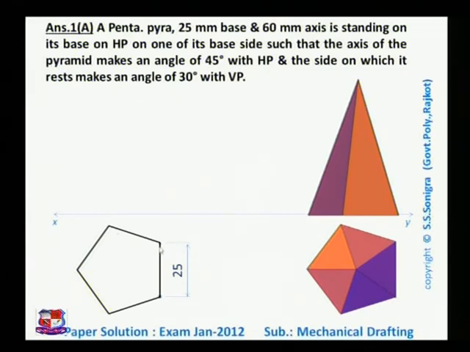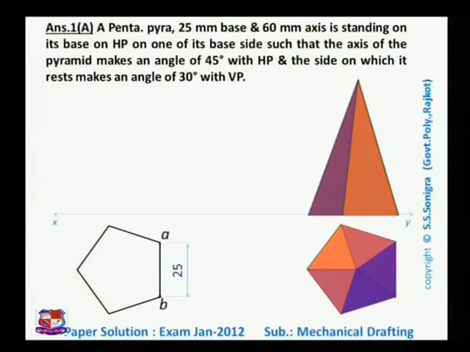As we know, this excluded angle is 72 degrees, hence the included angle is equal to 180 minus 72, so 108 degrees on both the sides. Draw 25 mm to this, and from them, with 25 mm radius, draw an arc that will cut over here. Join these points, so that is the pentagon. So this is the top view of the given solid.